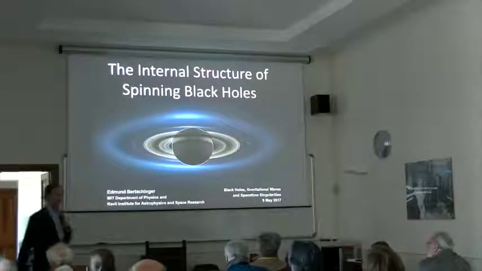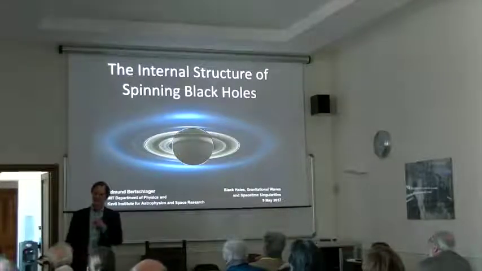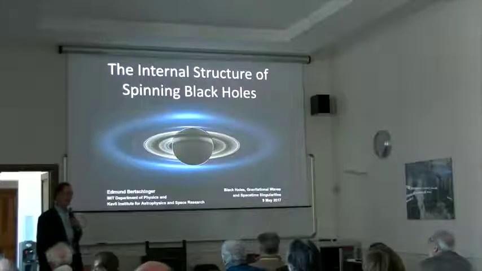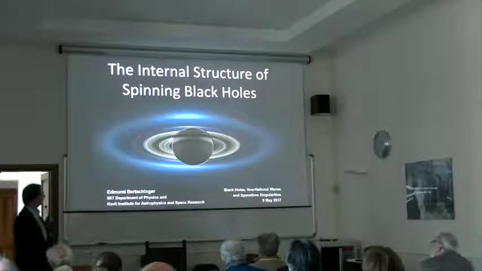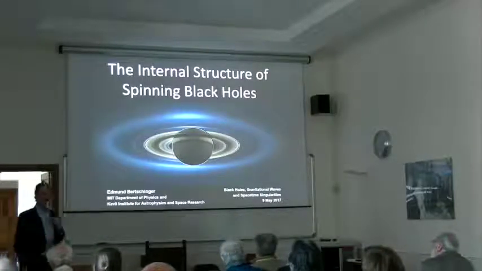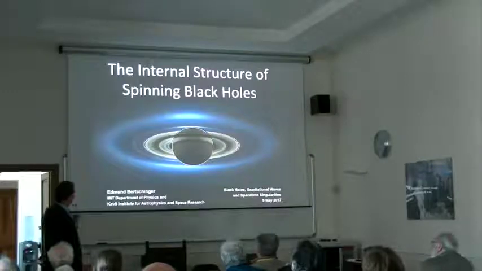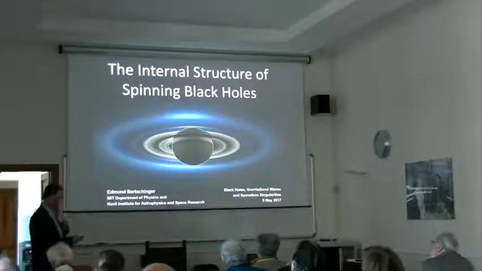By the way, this is not a spinning black hole. This is the Cassini picture of Saturn, but I like it because it shows a lensing, it shows an accretion disk, and of course it shows Earth in the background.